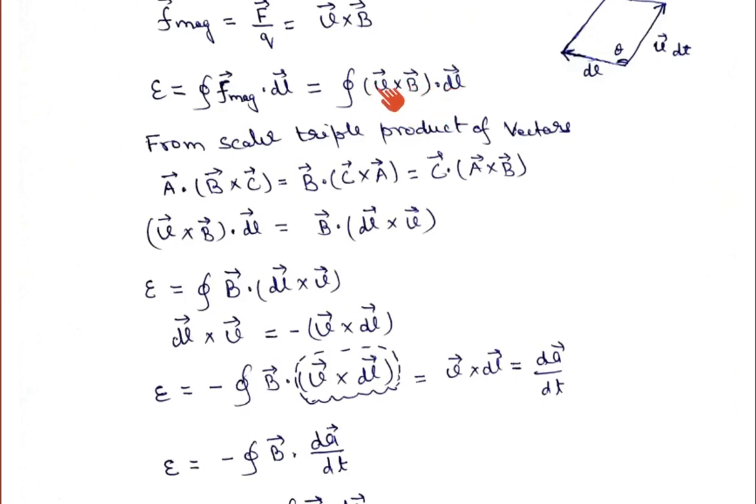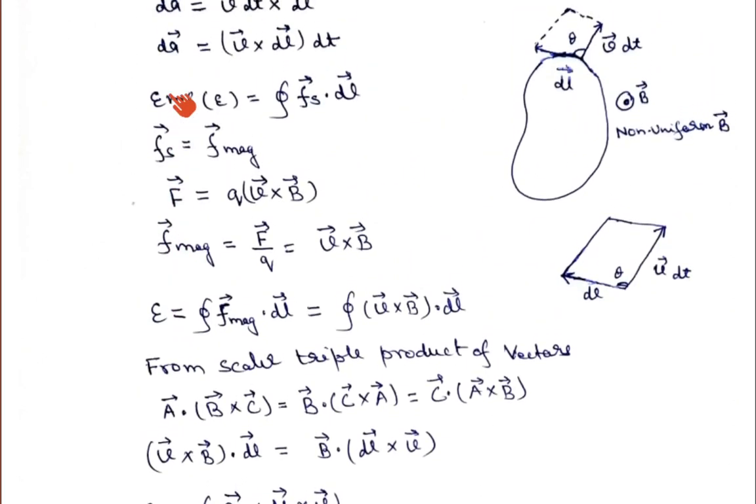Let us say we have three vectors a, b, c. From the scalar triple product we know that a dot b cross c is exactly equal to b dot c cross a, which is exactly equal to c dot a cross b. So we can write this v cross B dot dl, that is the EMF. How can one simplify this EMF? We know the area vector is v cross dl into dt, but here we have v cross B dl, so we cannot yet write this EMF in terms of the area vector. That is what I am going to do now.